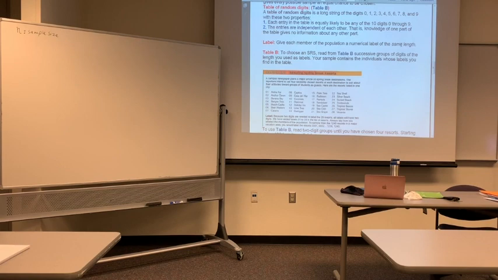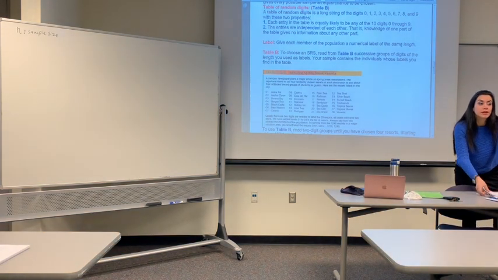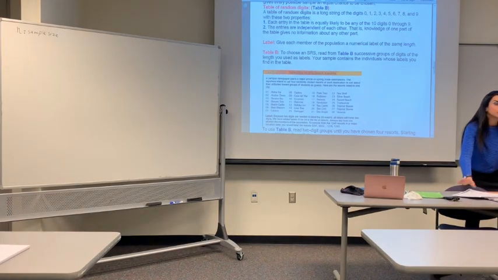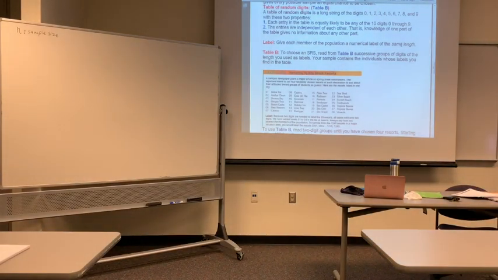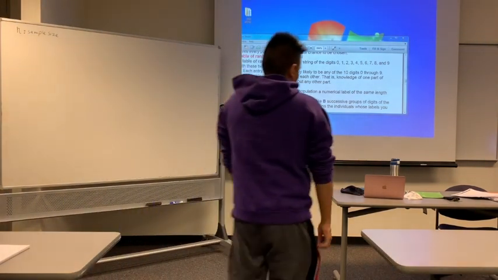So what does this table do? You can come here and get this table. So I think page 3 will be table B. And then here I go over that. It's a random table.